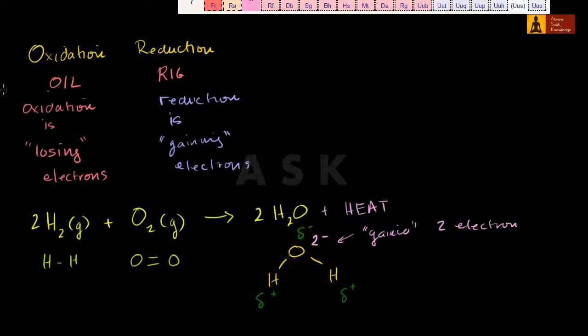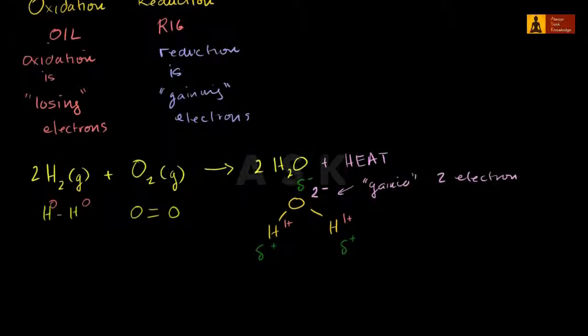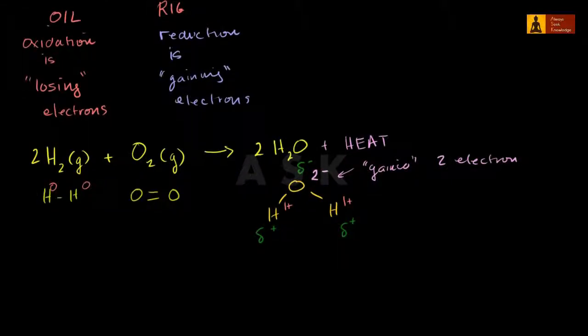These guys lost an electron each. So this guy's oxidation state is going to be 1 plus, and this guy's oxidation state is going to be 1 plus. So you could say, by combusting the hydrogen with the oxygen, that the hydrogens, before they had a 0 oxidation state, right? Each of these hydrogens had a 0 oxidation state. Now they have a 1 plus oxidation state because they lost their electrons when they bonded with the oxygen. So we say that the hydrogen has been oxidized.